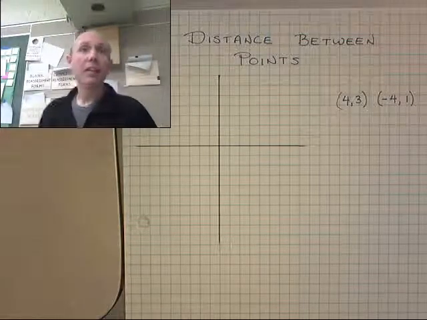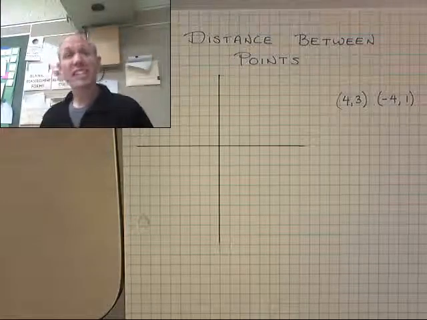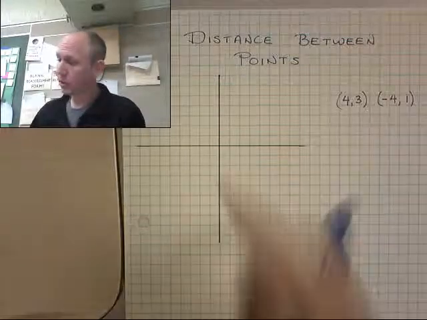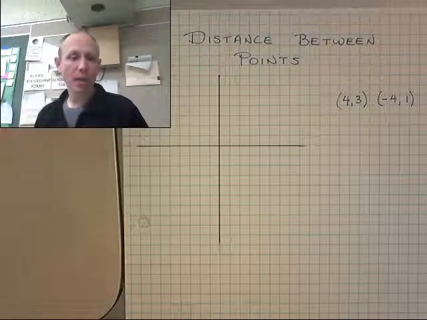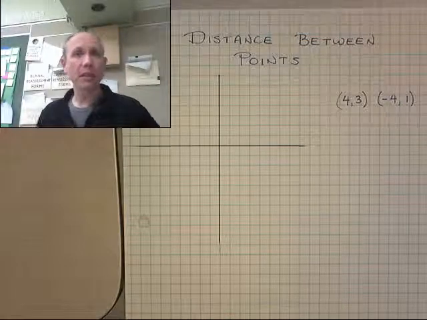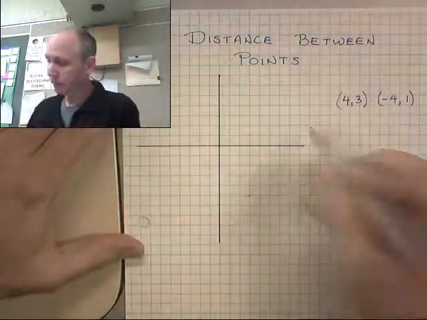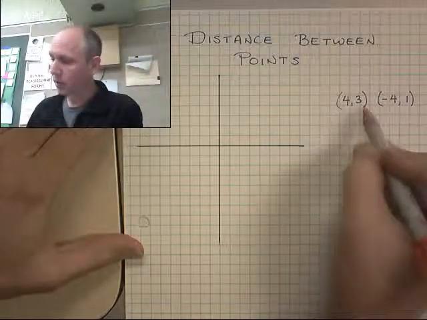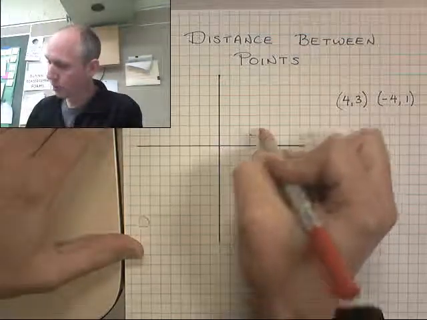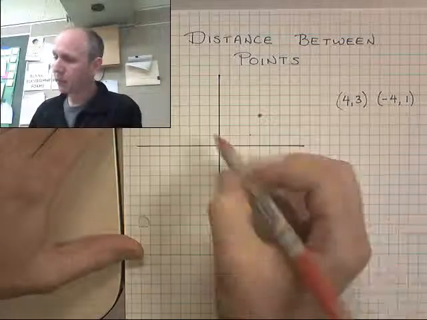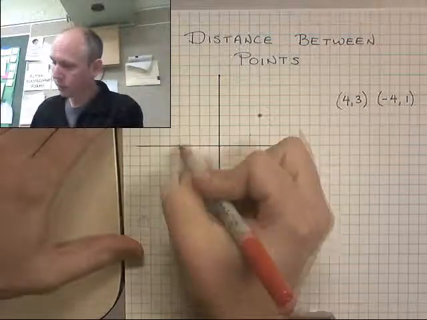Here I am. This video is going to be about how to calculate the distance between points. So here are my 2 points. Here's a coordinate system. I'm going to plot these 2 points, and we're going to do this graphically first, and then I'll give you a formula. But it's better to understand why it's working graphically. So 4, 3, 1, 2, 3, 4, 1, 2, 3. There's my first point. And -4, 1.